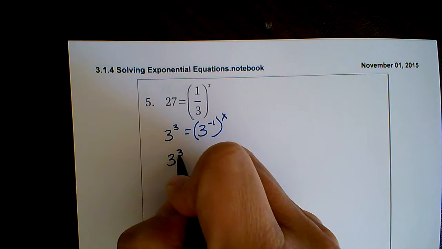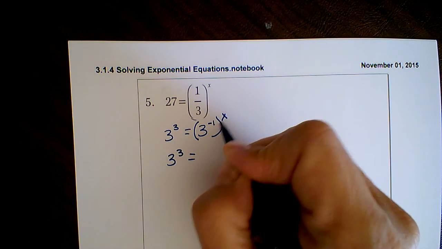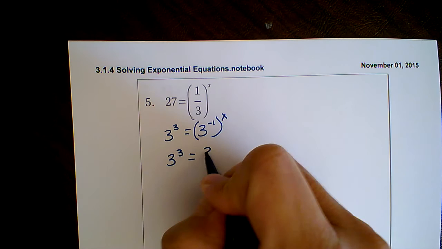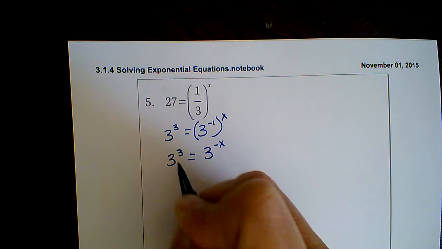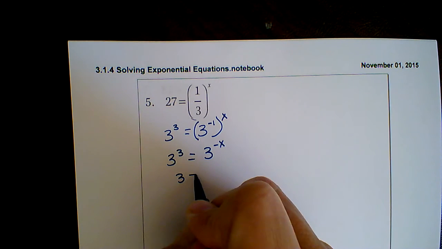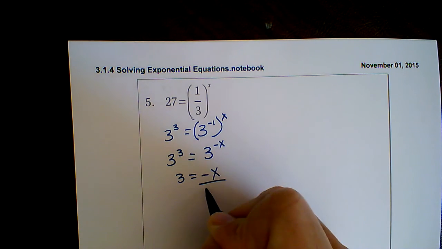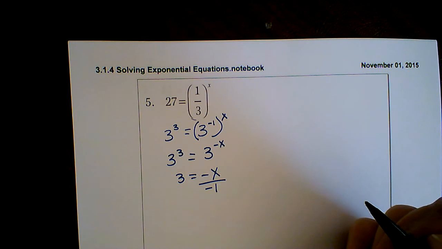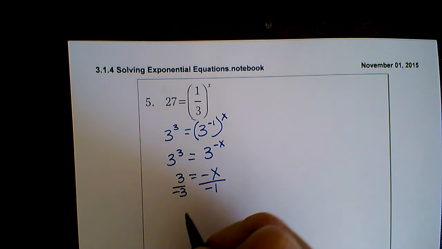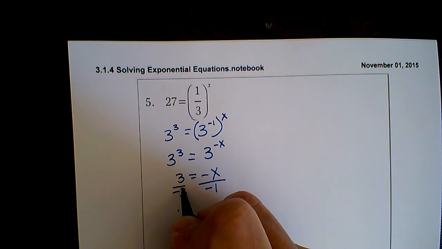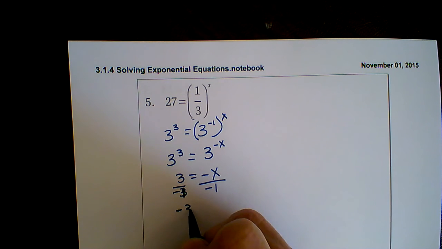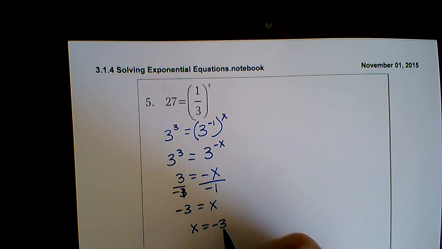So 3 to the 3rd, now I have power to a power, so negative 1 times x will give me 3 to the negative x. I can equate my exponents. 3 equals negative x. I have to divide both sides by negative 1. So I've got negative 3 is equal to x, so x is equal to negative 3.